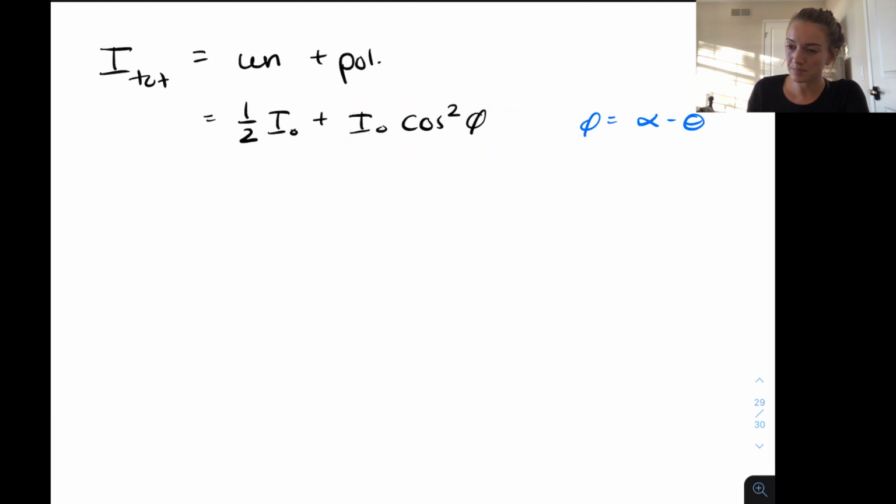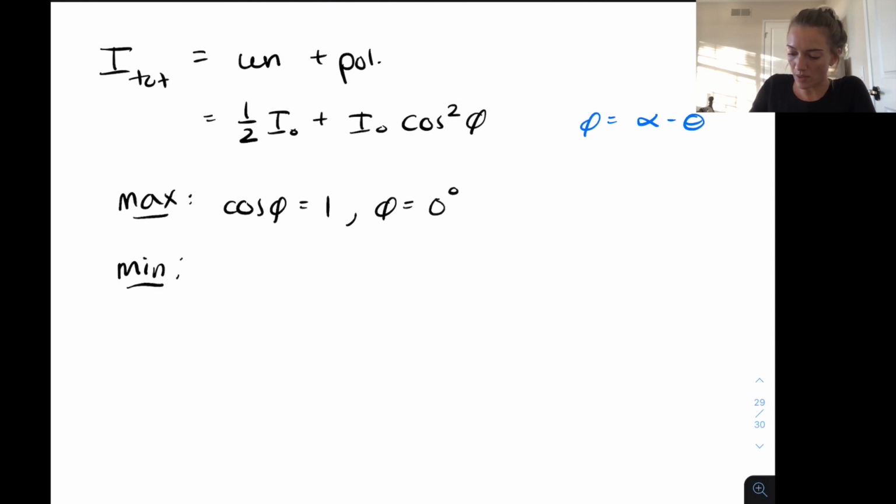Now for this term, we know where it is going to be a maximum and a minimum, right? It's going to be a maximum when cosine phi is equal to 1, and that happens when phi is equal to 0 degrees. And then this term will be a minimum when cosine phi is equal to 0, and that happens when phi is 90 degrees.